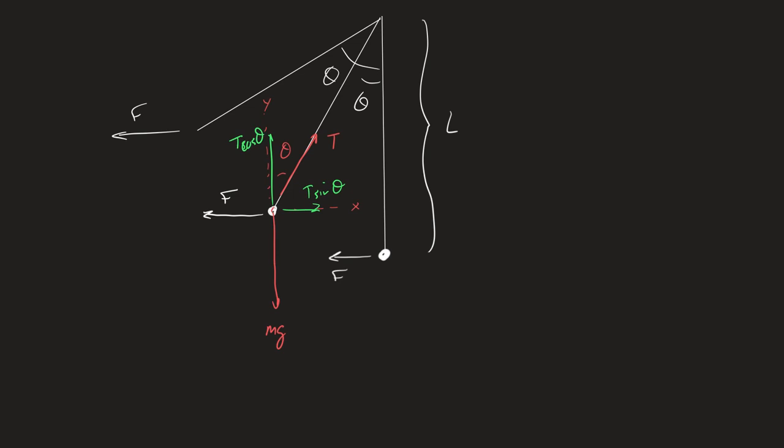We weren't asked for the tension. We're asked for the force. I'm going to use the tension as a placeholder. So net force in the x is 0. So T sine theta equals F. And net force in the y direction is also 0. So T cosine theta equals mg. So it looks like the force equals mg tangent theta.